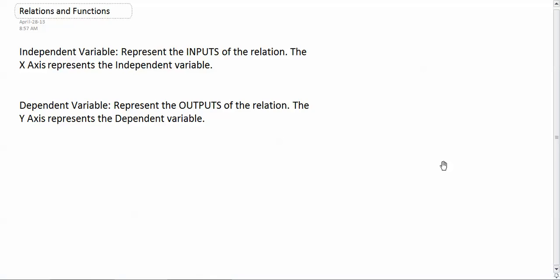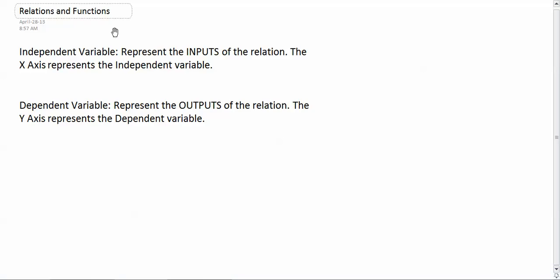So here we've got some main vocabulary points: independent variable and dependent variable. An independent variable represents the inputs of the relation. The x-axis represents the independent variable, so your inputs are always on the x-axis. Your dependent variable represents the outputs of the relation, and the y-axis represents the dependent variable.